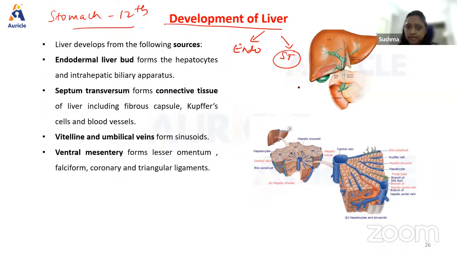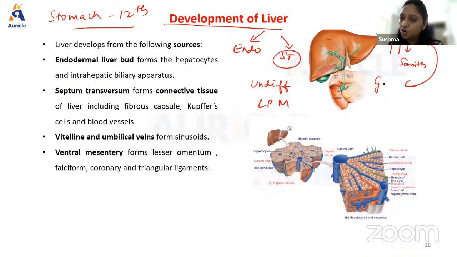Septum transversum is the undifferentiated lateral plate mesoderm. If I have to revise everything once, what are the different derivatives of the mesoderm? We basically had the notochord here. Then we had paraxial mesoderm, which formed the somites. Somites formed so many structures, right? The muscles of the back and the dermis of the back and intercostal muscles and everything. Then we had intermediate mesoderm, which gave rise to gonads and the genitourinary system.